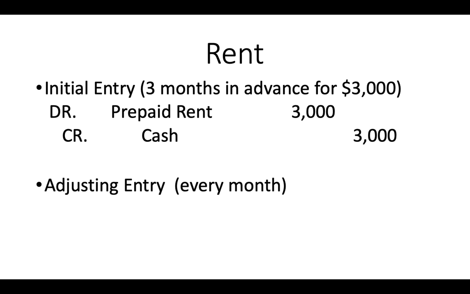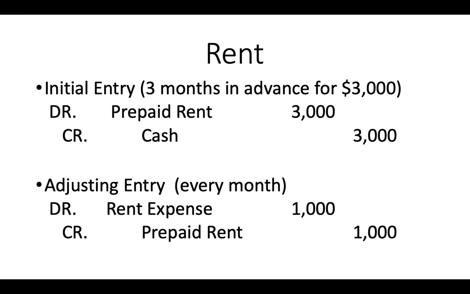And then every month we're going to make an adjusting entry. Again, this should feel a lot like what we just did because it's very similar. Every month, we're going to make this entry. $3,000 was for 3 months. And so for each month, we're going to debit rent expense $1,000 and credit prepaid rent $1,000. We create this prepaid rent asset, and then every month it starts to go away. And after 3 months, it's gone.